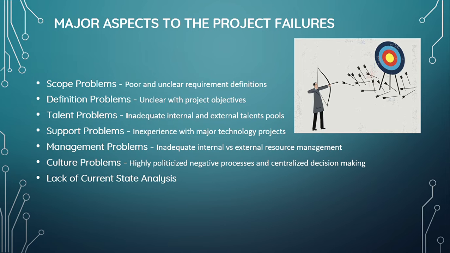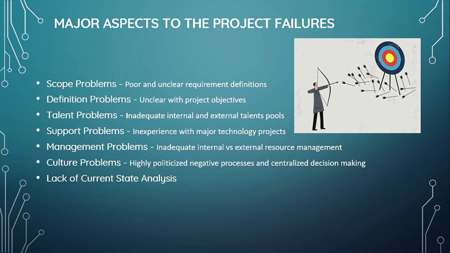Let's start with the first aspect, scope problems. This is mainly due to poor and unclear requirement definitions and ambiguous requirement prioritization. Definition problems can be described as unclear project objectives and undefined project outcome metrics. Unclear project scope and definitions result in a delay in project deliverables, which may lead to overrunning project cost. The next is talent problems, which are mainly due to the lack of resources with the required skill set and inability to leverage skills into effective problem solving teams.